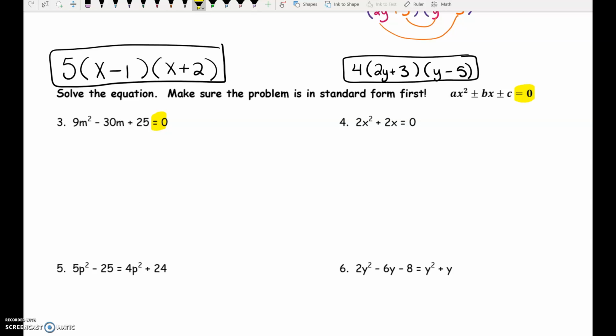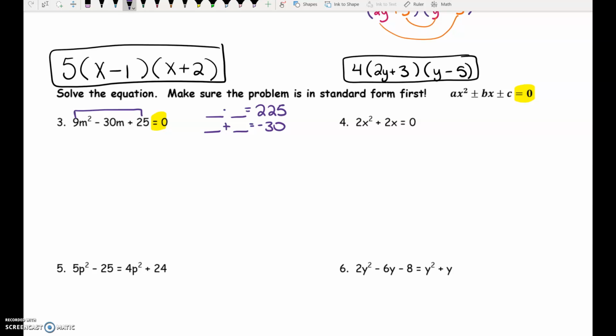Ignore the equals 0 for right now. Let's just factor the left. So 9m squared minus 30m plus 25. Do those three terms have anything in common? Not 5. They don't, do they? No, that's unfortunate. So we need to multiply the 9 times the 25. Whew, 225. And those two numbers need to add up to negative 30.